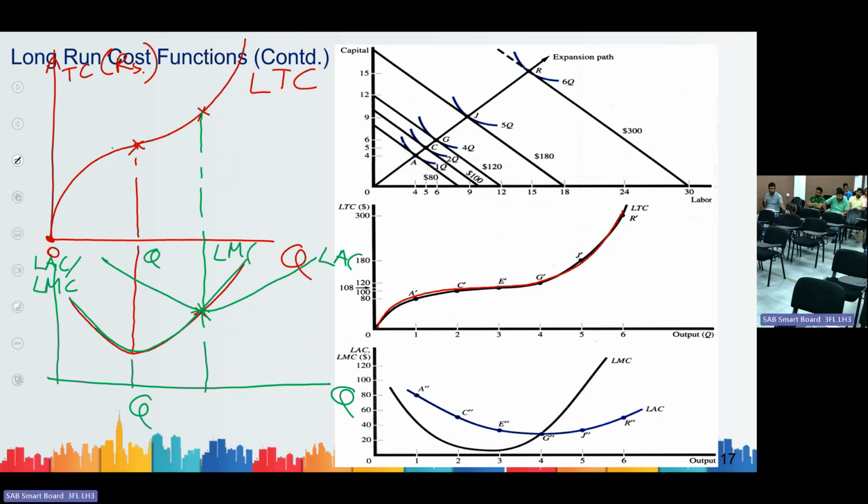This is where the tangent line is the flattest. This is where the straight line is the flattest. And also at this point, both the tangent line and the straight line lie on each other. That is why at that point, long run marginal cost and long run average cost are equal. The relationships are almost the same, but the only difference is there is no fixed cost.